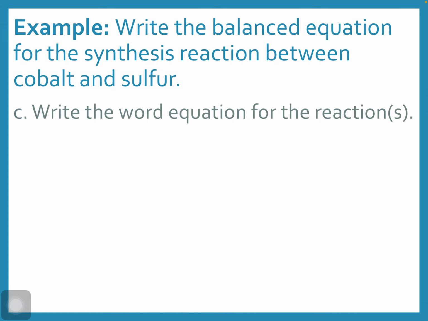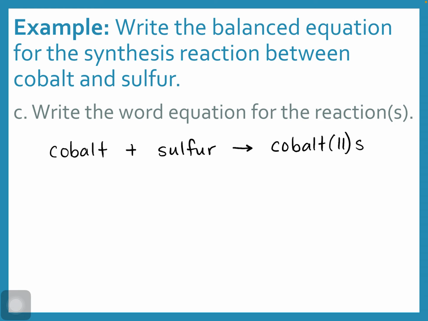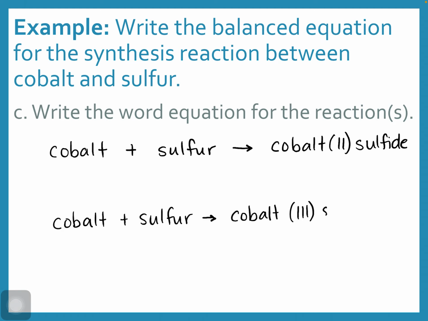The third thing is to write the word equation for the reactions, and we have two reactions because we have cobalt(II) and cobalt(III). So cobalt plus sulfur can yield cobalt(II) sulfide, since sulfur is going to become sulfide, or cobalt and sulfur can combine to produce cobalt(III) sulfide.